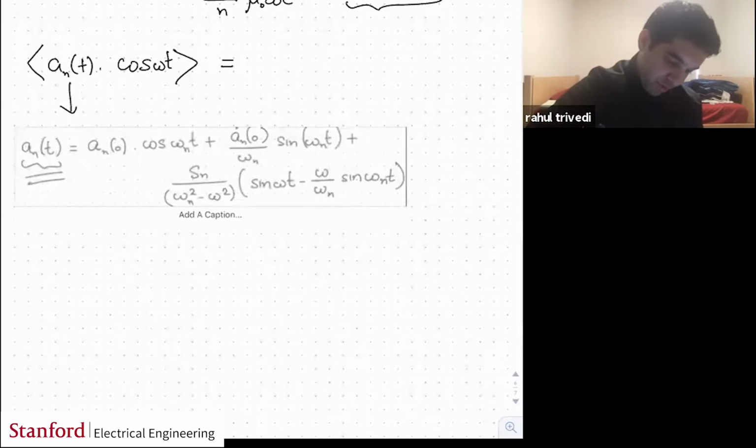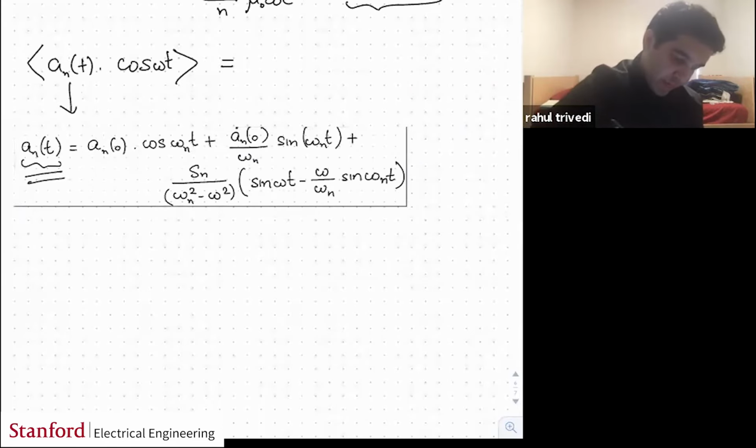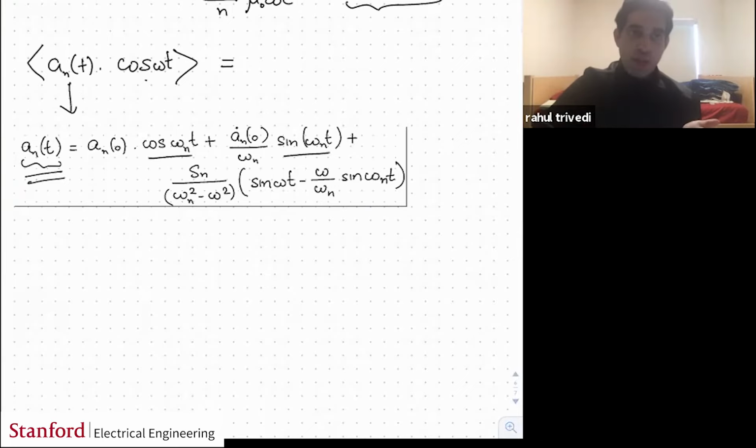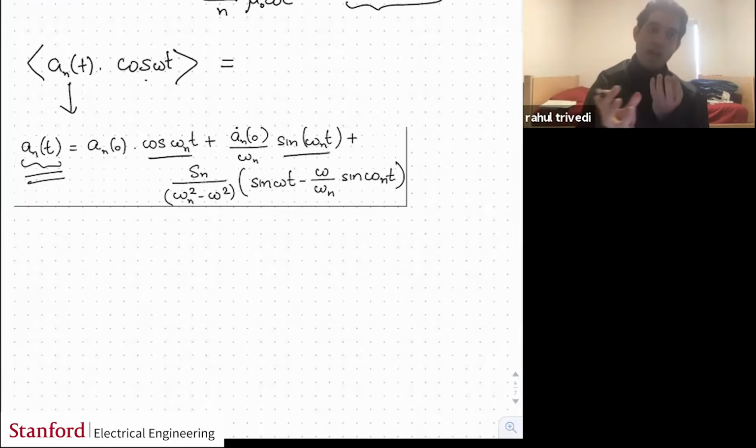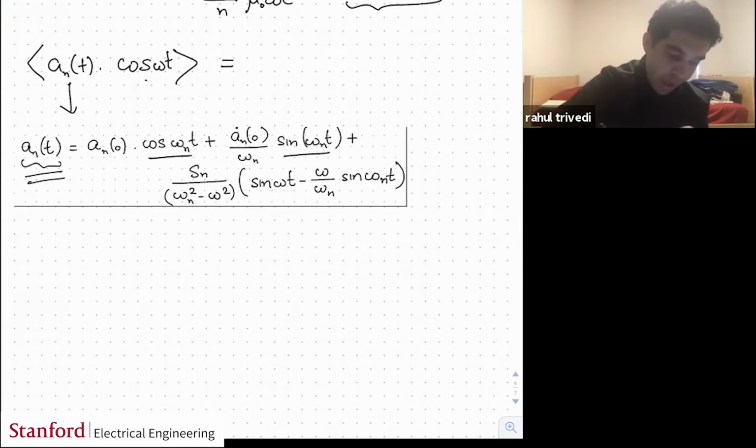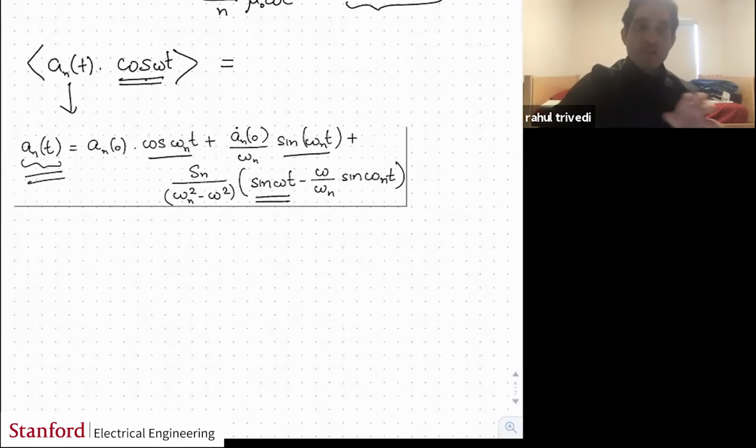Right? So from this equation, what you immediately see is that if I average A n of t with cosine of omega t, if my omega is not equal to omega n, then all of these terms are going to vanish, right? Because they are going to be oscillating at different frequency. And if you average a product of two harmonics at different frequency, then they vanish. And the only harmonic that exists at frequency omega is the sine omega t term, and because it's a pi by 2 phase with the cosine omega t, it vanishes, right? So this is an important conclusion.